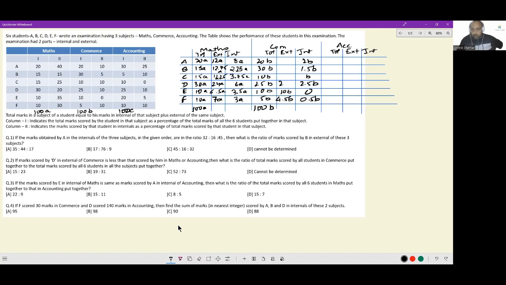Here it will be 4.5B, 10B, 22.5B, 9B, 28.5B, and finally 18B.